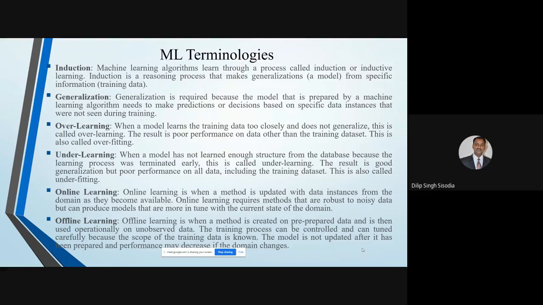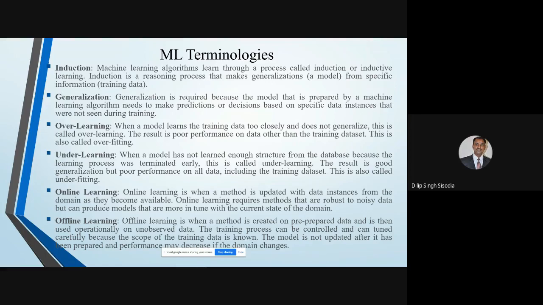Generalization is when the model has learned. Generalization means, based on this learning behavior, if we present a new set of data, how this learning behavior can be demonstrated. Generalization is required because the model prepared by a machine learning algorithm needs to make predictions or decisions based on specific data instances that were not seen during training. So what is the performance of the model on an unseen data set? This performance is known as generalization.